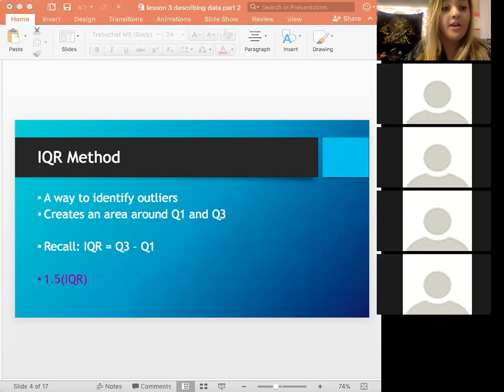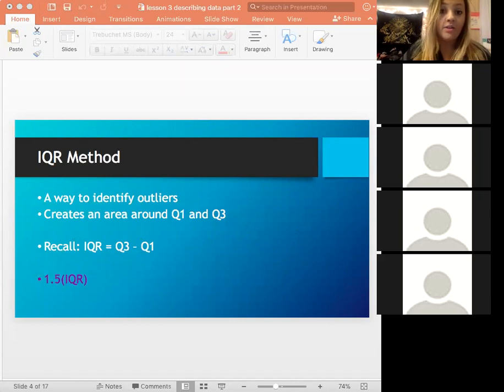Okay, and then talking about outliers, you can obviously look at a graph and say, okay, that looks like an outlier because it's really far out. But there is a way that we can more objectively find what an outlier is in a graph. So it's called the IQR method. That's one way you can do it. So you're trying to make basically an area around Q1 and Q3.